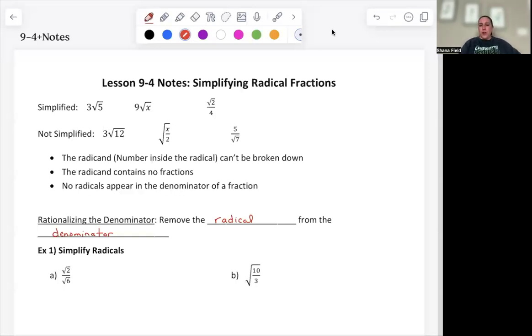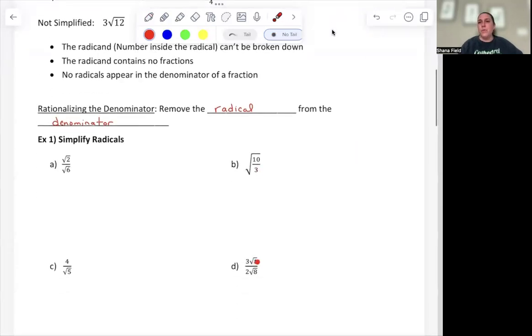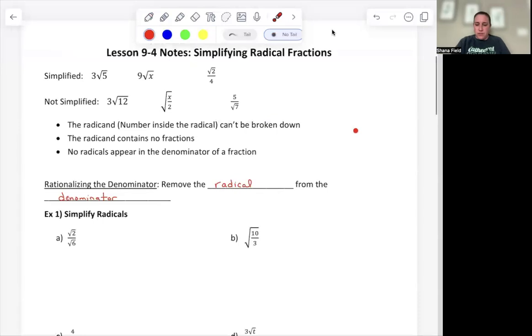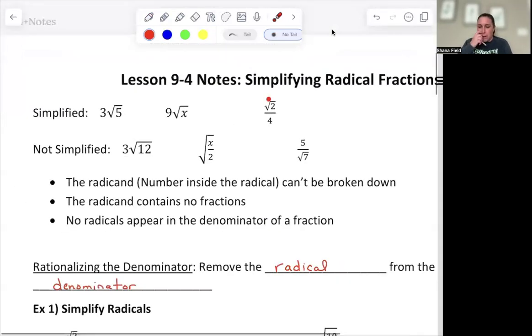Hey guys, we are going to be working on simplifying radical fractions. In other words, we're going to look at division and how we clean that up when we're dealing with our square roots, cube roots, and imaginary numbers. All right, so just to give you a general idea of what we're talking about here.